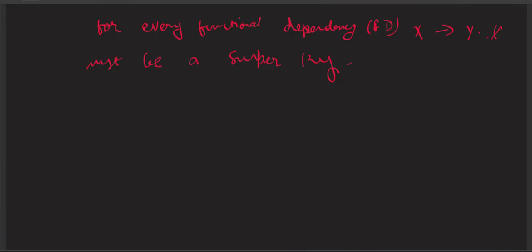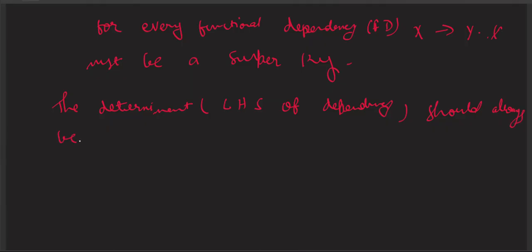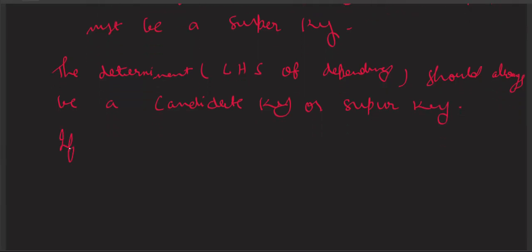The determinant, the left hand side of dependency, should always be a candidate key or super key. If not, the relation violates BCNF.